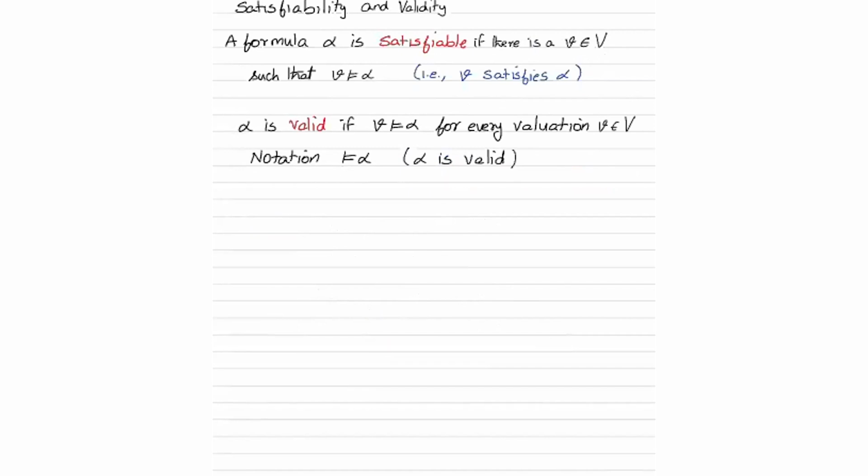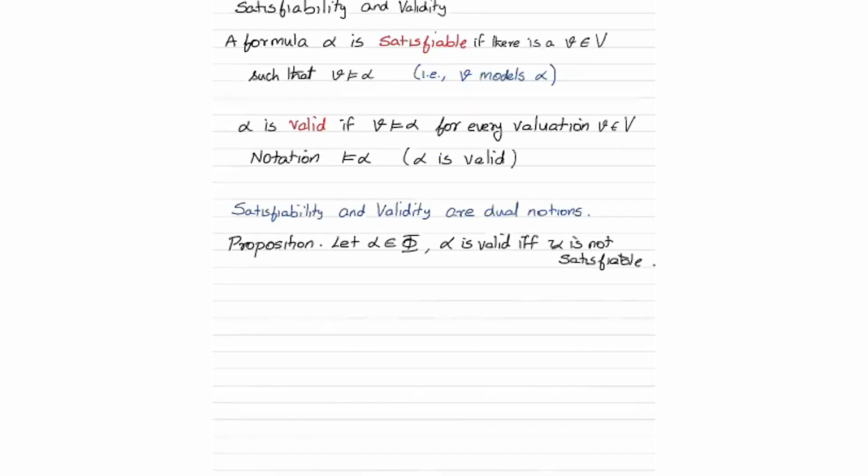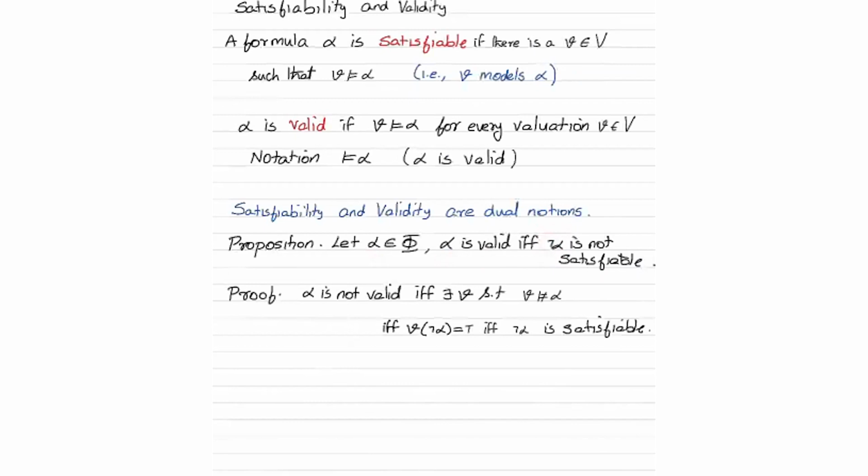The notions of satisfiability and validity use the semantics of the logic. An important point about these two definitions is that they are dual notions. Suppose you take a propositional logic formula alpha, then you can make the following assertion: alpha is valid if and only if the negation of alpha is not satisfiable. So these are essentially dual notions. This has a very simple proof.